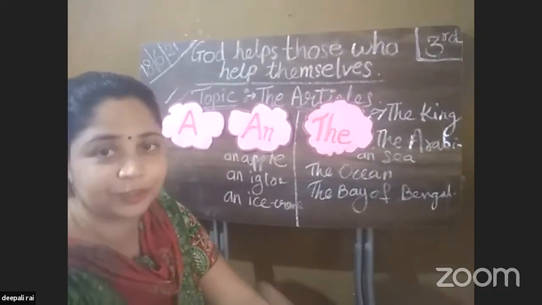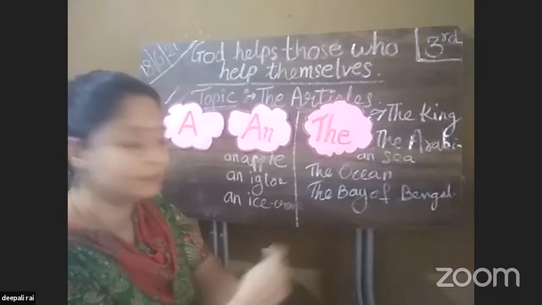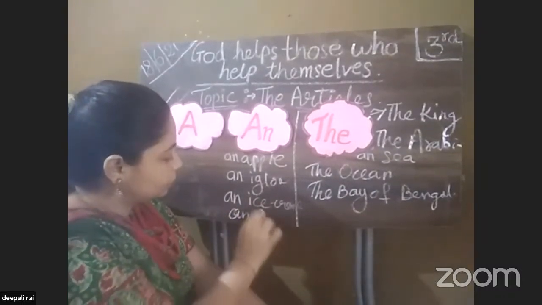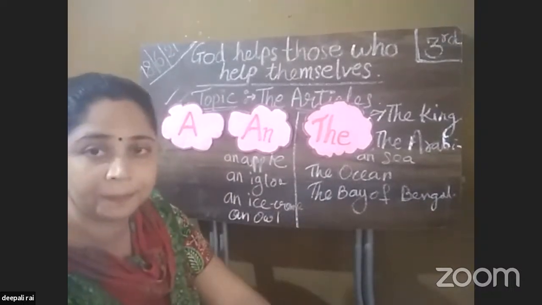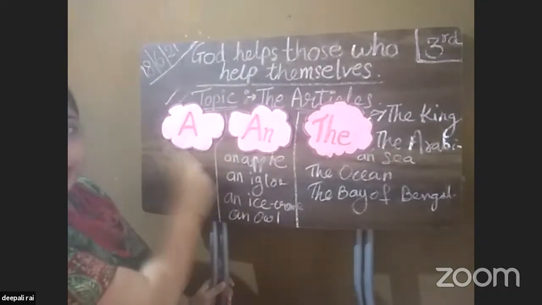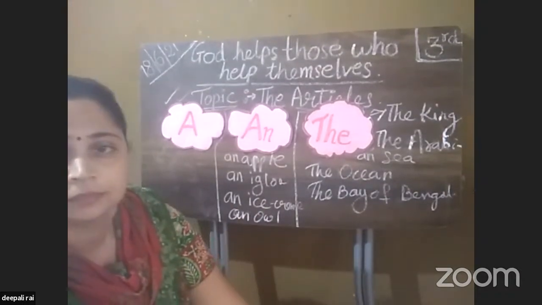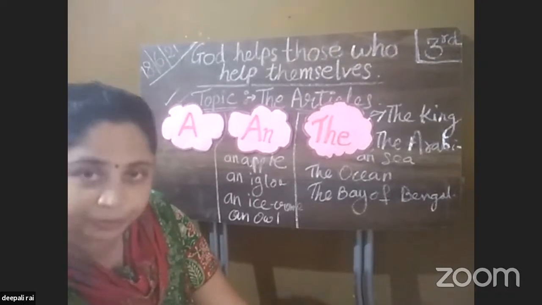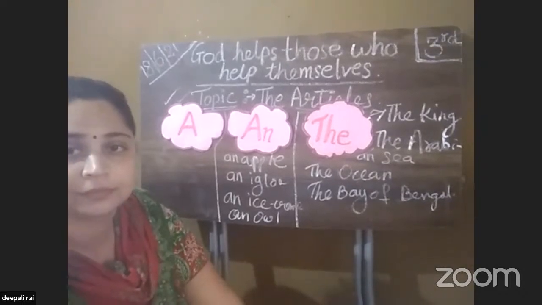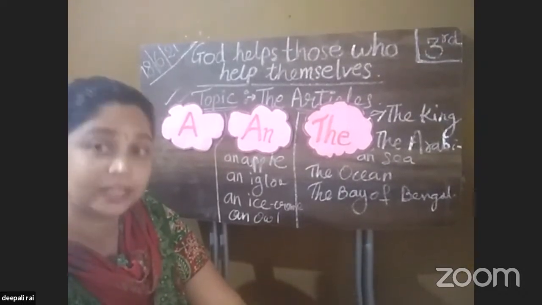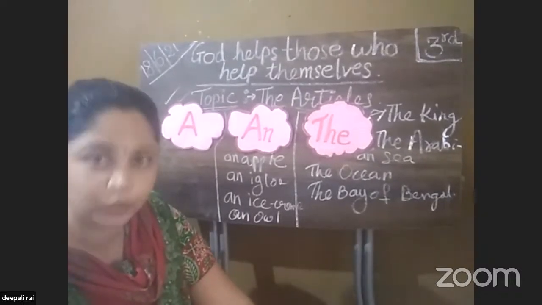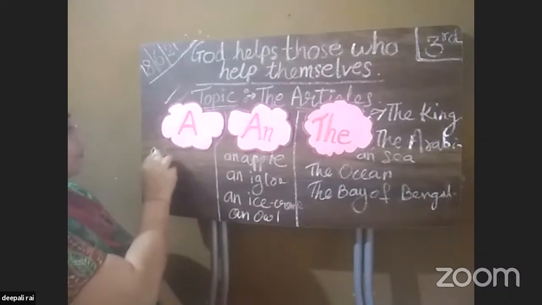Yes, very good children. You all are great, really. An owl. An owl. Family. Now, give an example of A. An egg. Very good. But now I need the example of A. Give me A's example where we write A. A tree. Good. A tree.